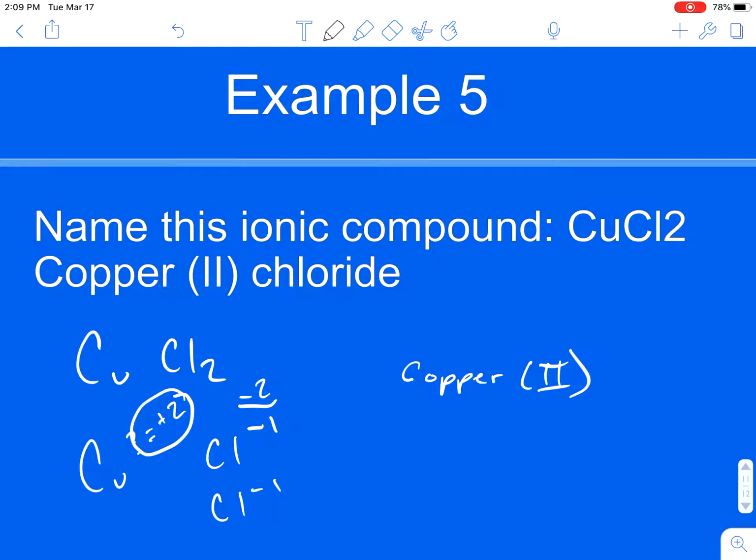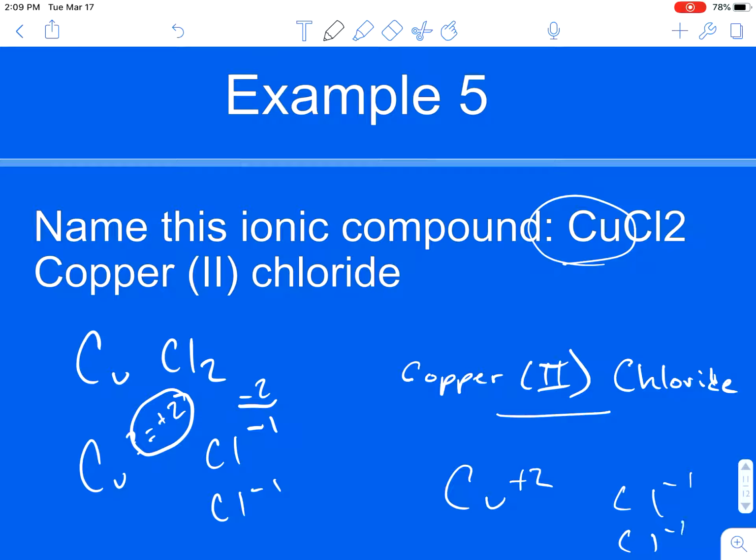Roman numerals go after the cation, the metal in this case. And we now need to just name our anion, right? The chlorine, which becomes chloride. All right. So again, the 2 does not tell us that we have 2 coppers. We only have 1 copper in this case, right? There's just 1 here. The 2 tells us that copper in this case was a +2 charge, and it took 2 Cl minuses to cancel that out.